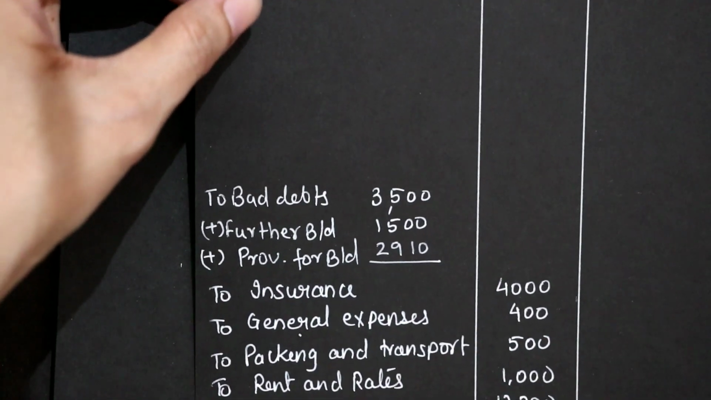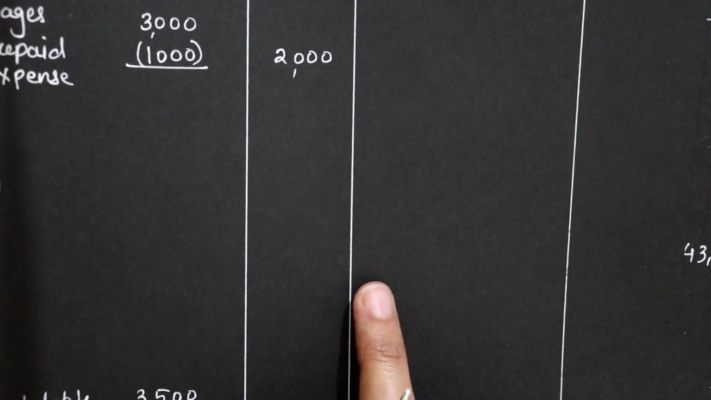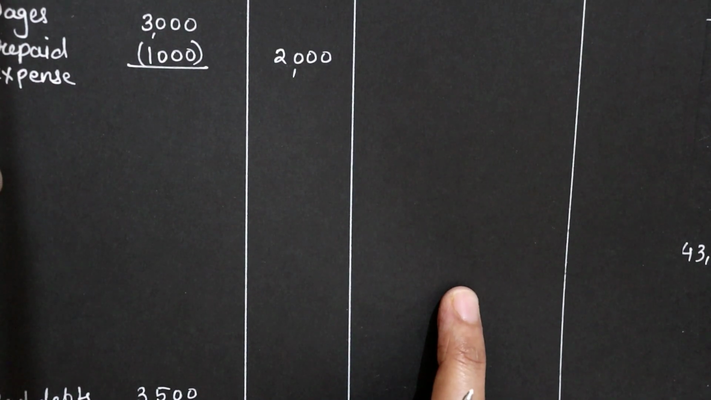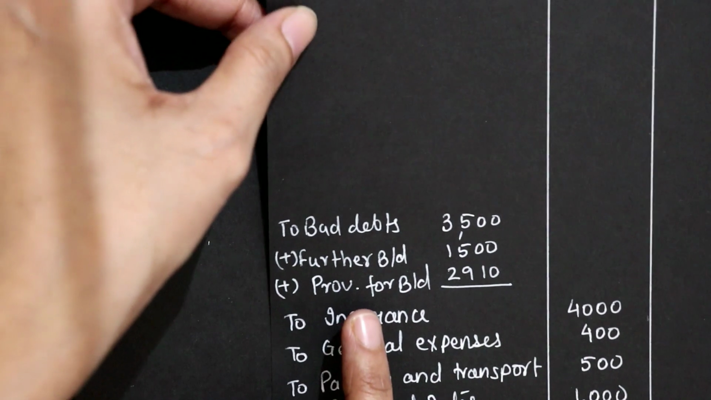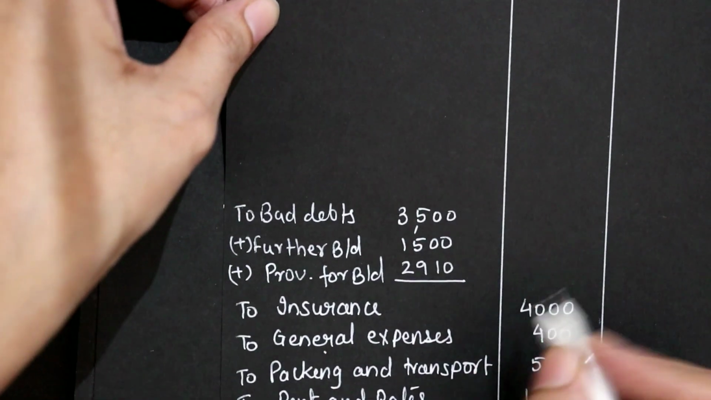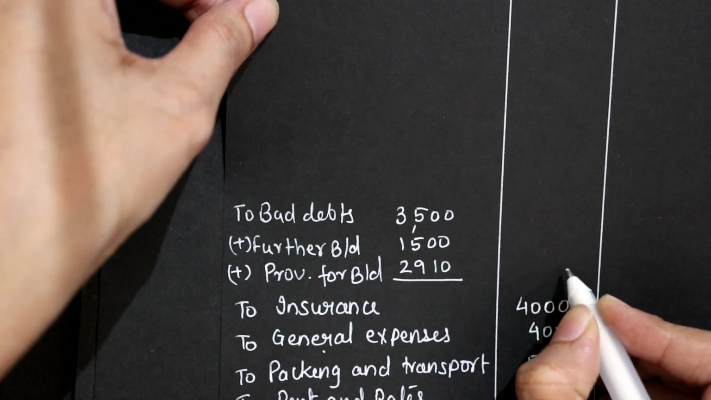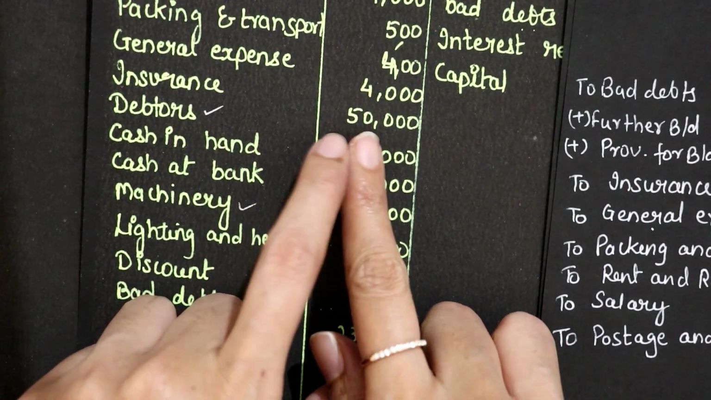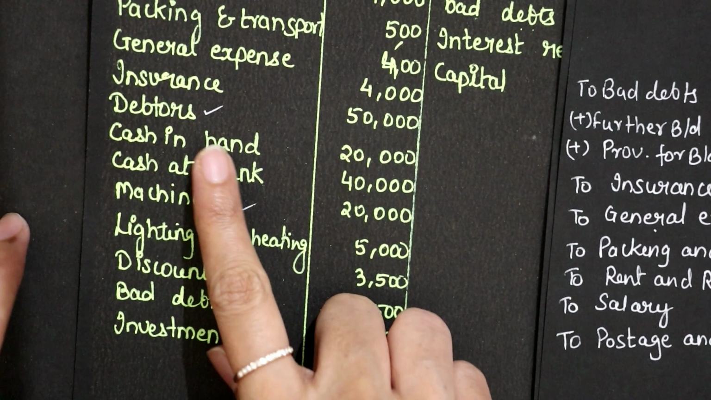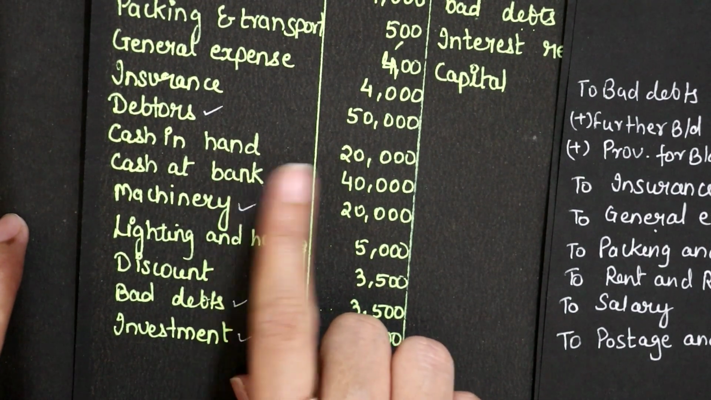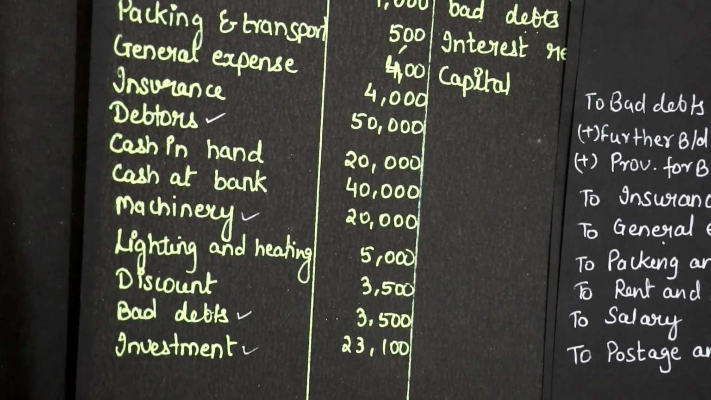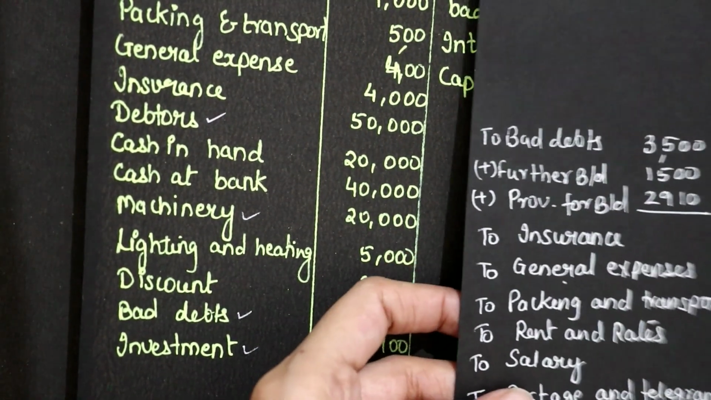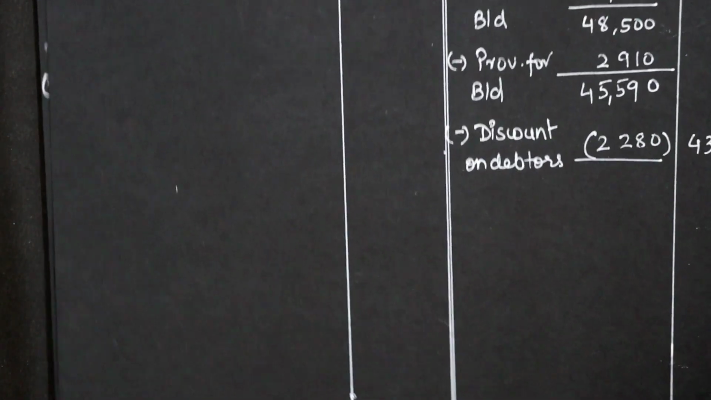The old provision will continue to appear on the credit side of profit and loss account, so we are not adjusting the old provision here. So this becomes 7,910. Now we have finished with adjustment of debtors. Next is cash in hand, cash at bank. Both these items appear on the asset side of balance sheet, so we will write it on the asset side.